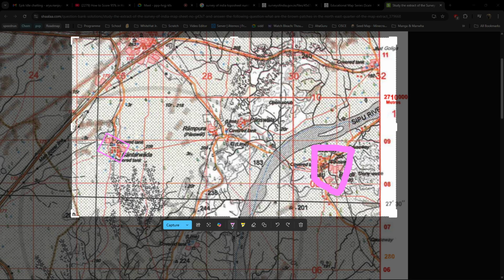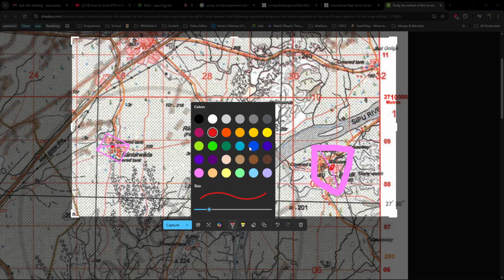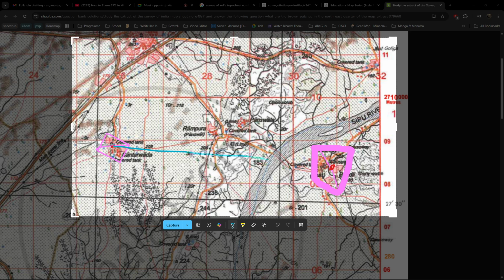Then you can either do a diagonal like this or like this. It doesn't matter. Same thing here, make a diagonal. And then you find the midpoint of this diagonal, which I'm marking with this red point. And the direct distance is simply the distance between these two points. You measure with the scale, divide by 2, write in kilometers. That's it.